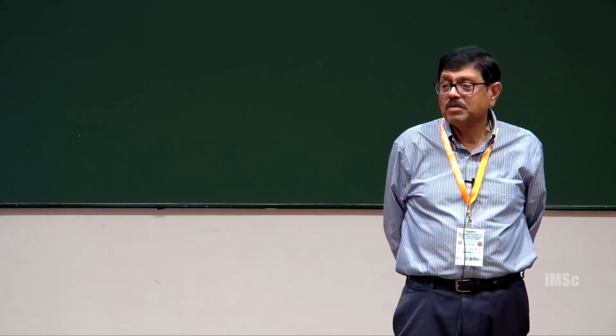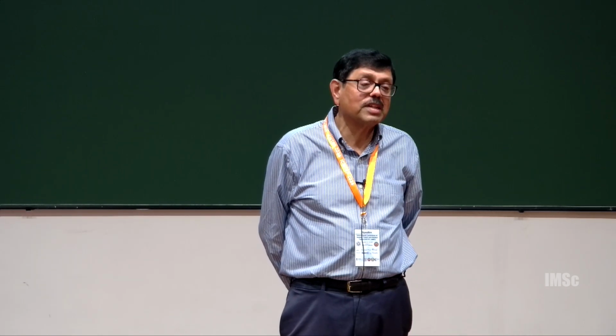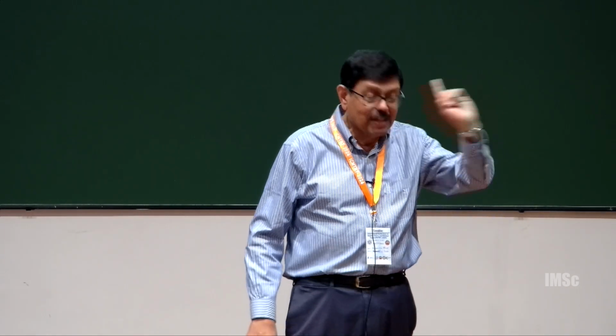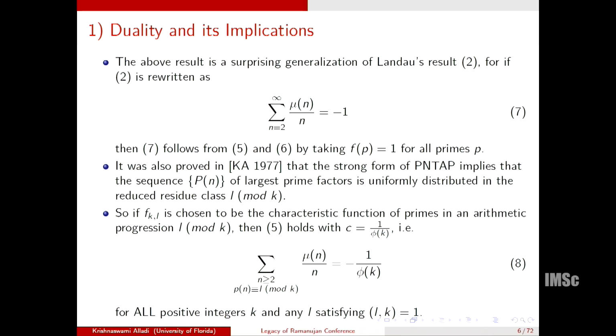So I proved that the sequence of largest prime factors is uniformly distributed in the reduced residue classes modulo k, which means if f is chosen to be the characteristic function of the sequence of primes in the reduced residue class, this average c is 1 over phi of k, which means the series mu of n over n from 2 to infinity, but now with the condition smallest prime factor is L mod k, will be equal to minus 1 over phi of k. Now this is very surprising.